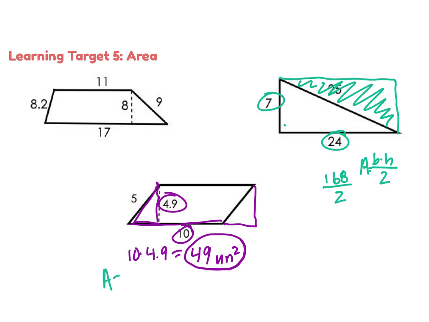This one was area equals base times height. Okay, so half of 168 is 84. 84, again, we're going to call it units squared.